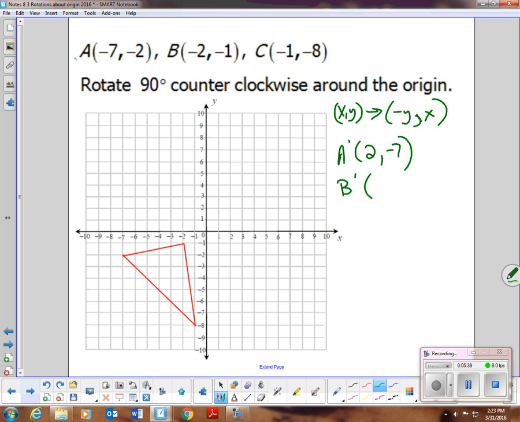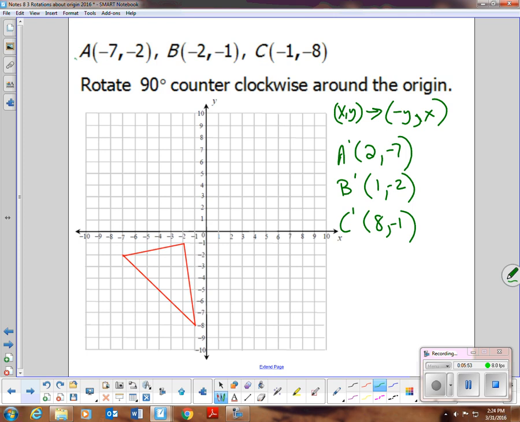B prime, the negative 1 in the back, the y, moves to the front, changes its sign, so it becomes a positive 1. The negative 2 moves to the back. And finally C prime, the negative 8 moves to the front, changes sign, so it becomes a positive 8, and negative 1 moves to the back.